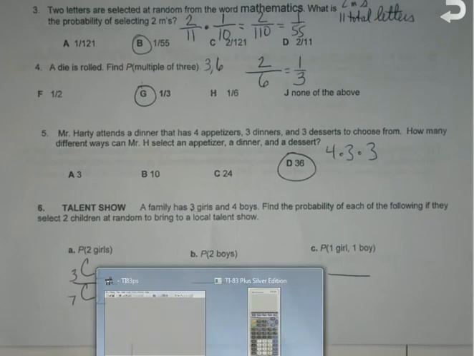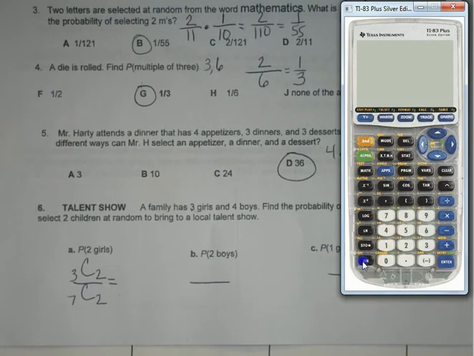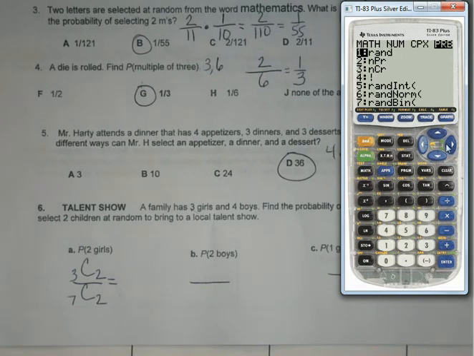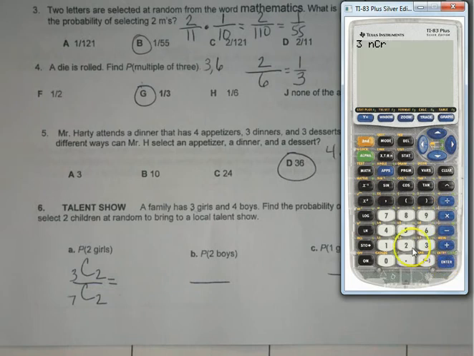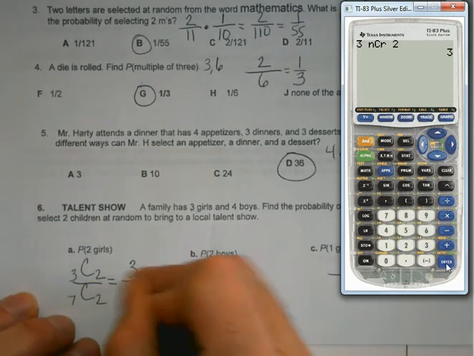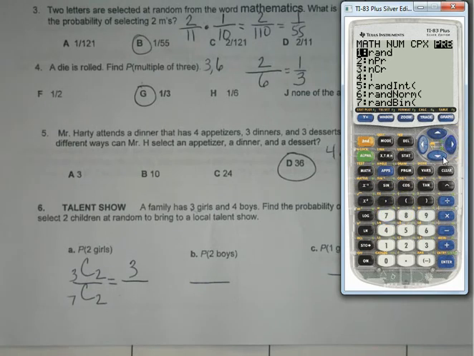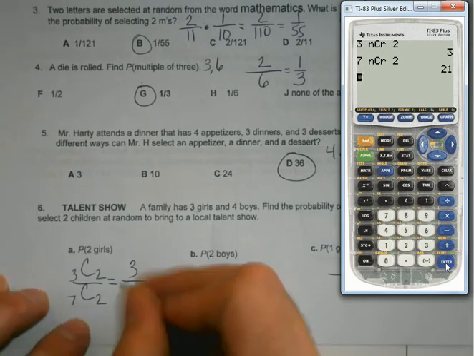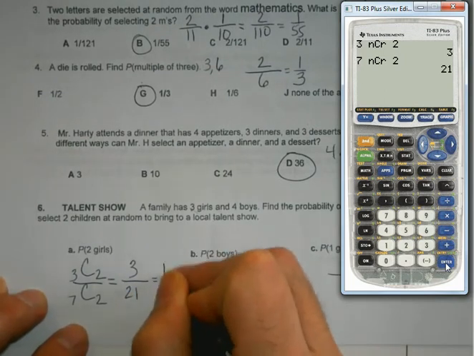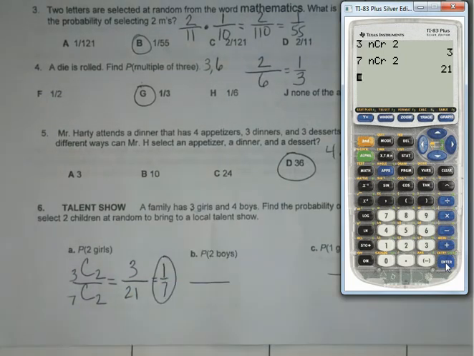So when we're doing that, again, and since you'll be in here, you'll have access to the calculators. Again, it's math and over the probability. And again, since the order doesn't matter, it would be a combination. And we would just do that for each of these and reduce the fraction.